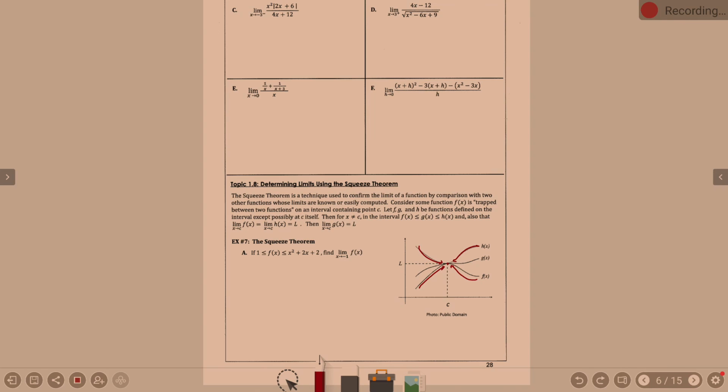Let me see. What this is saying here, okay, this picture does not go with A. That's what's confusing me here. Is there like a typo in the? It says f of x is trapped between two. But wouldn't that be g of x is trapped? Or am I just?